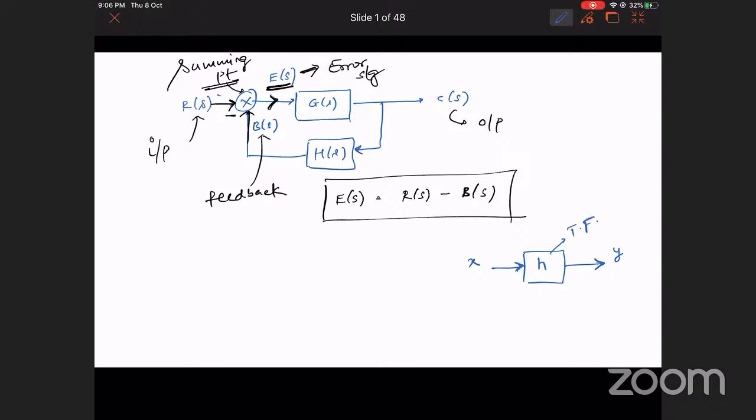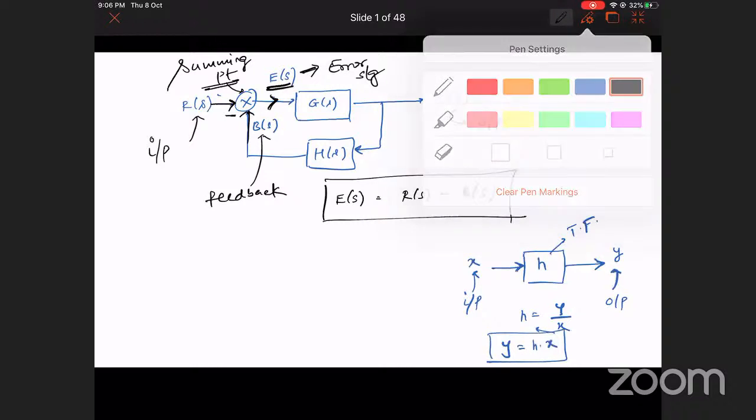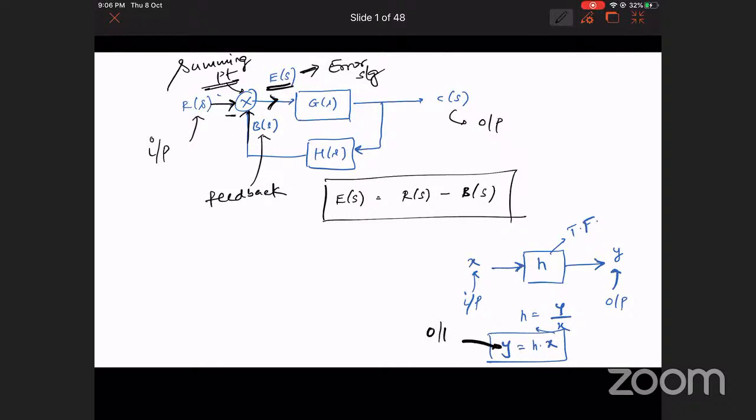It is called a transfer function. This is called the block input, and this is called the block output. You should know the transfer function is always output upon input. So the transfer function H is always output upon input, that is Y upon X. Or I can shift X to this side and write Y is equal to H into X. Moral of the story: output Y is always equal to input X multiplied by the transfer function. So keep this in mind, guys. Input into transfer function, I repeat, input into transfer function is always output.